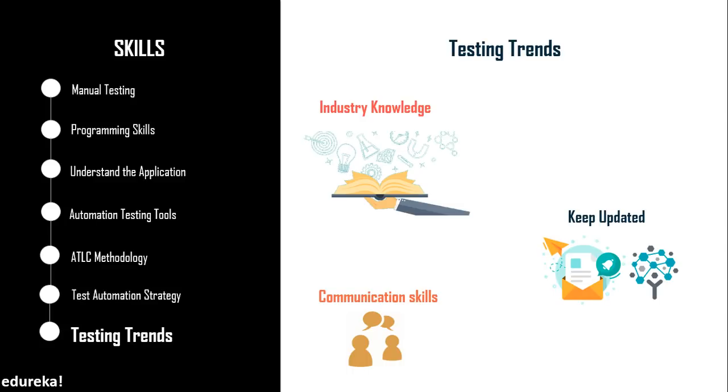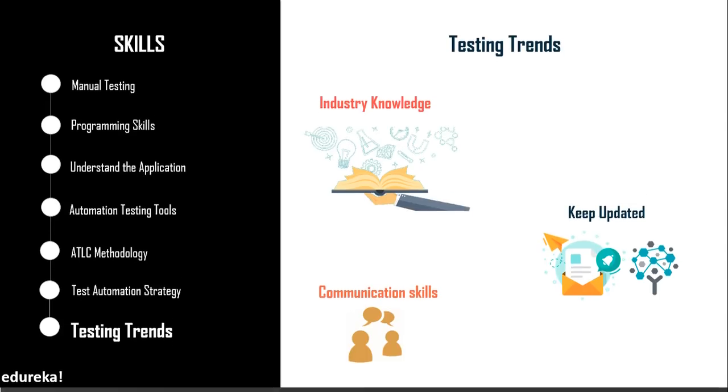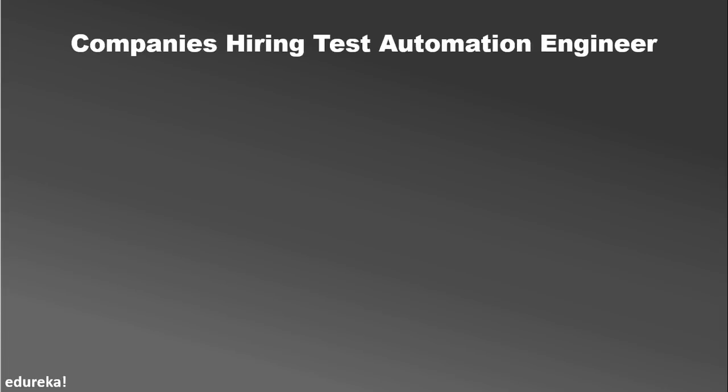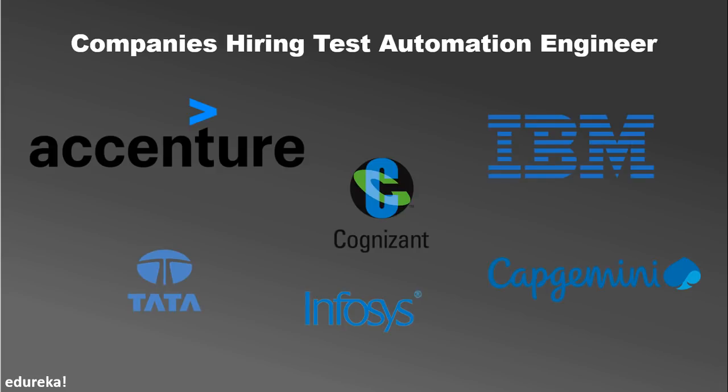So, once you have mastered these skills, you are now on your way to become a successful software test automation engineer. Now, let's see some of the topmost companies that are hiring for a test automation engineer. These companies are Accenture, IBM, Cognizant, Infosys, TCS, and Capgemini. So, do keep an eye out for an opportunity and utilize your skills to grab the offer.